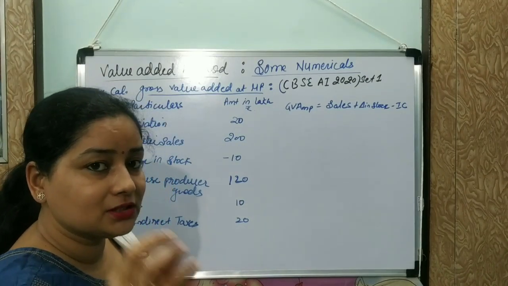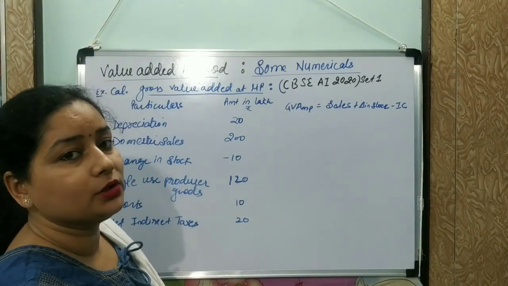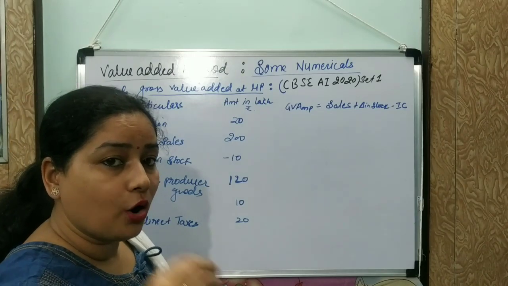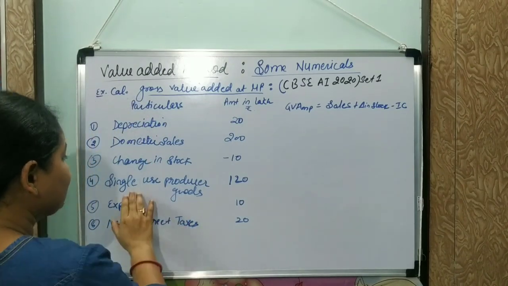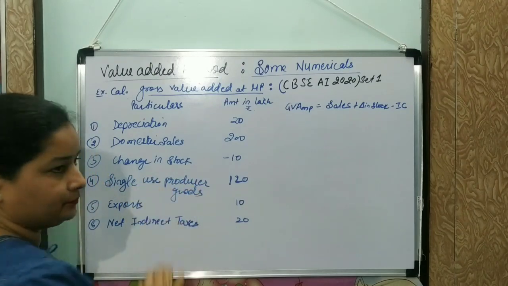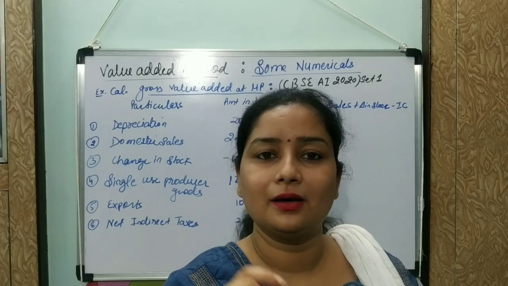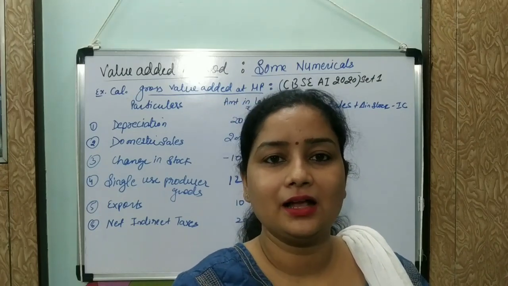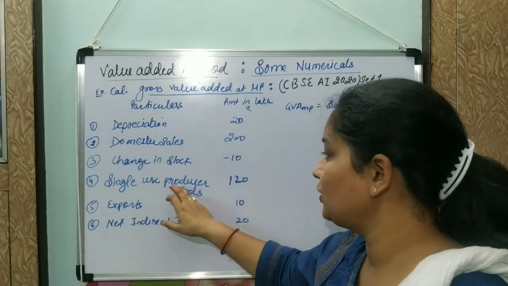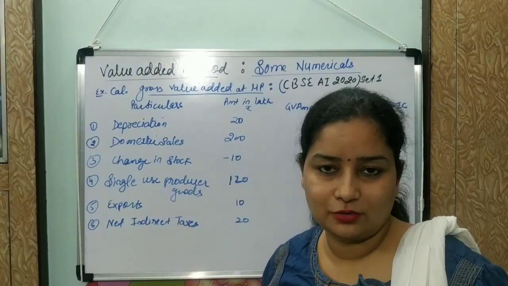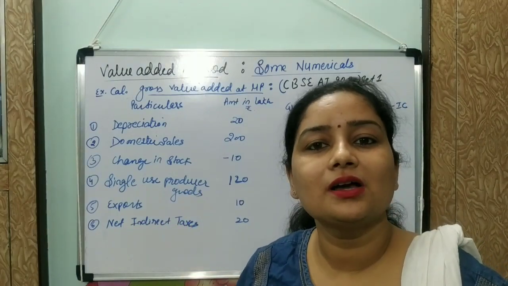Raw material once used in the production cannot be used again. Purchase of intermediate goods are always single-hand, single-use producer goods. Did you understand? Second, another name of intermediate good is single-use producer goods. Why? Because once it is used in the process of production, it cannot be used again.